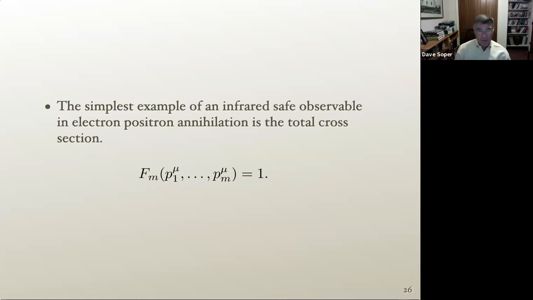And what's the simplest example of an infrared safe observable? It's the total cross-section. So that's if all the Fm's are equal to 1. Then you just measure the total cross-section. And then there are infinities in various individual diagrams, but they'll all cancel.